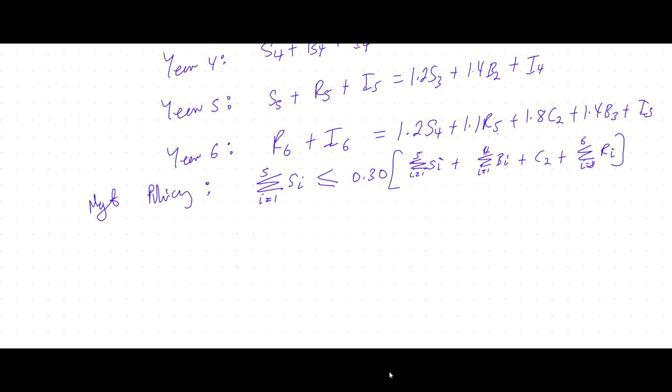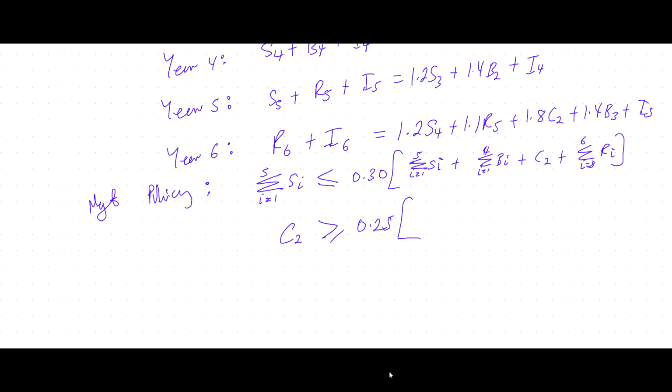Then, which other policy do we have? We have another policy on the saving certificates. That says that at least 25% of total investment must be in saving certificates. So saving certificate is C2. So C2 should be greater than or equal to 25%, which is 0.25 of the total investment.